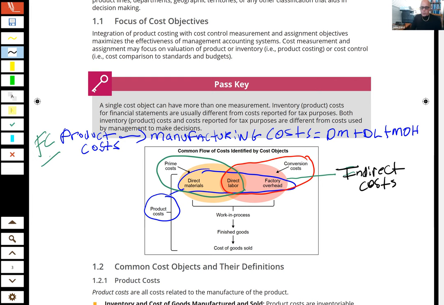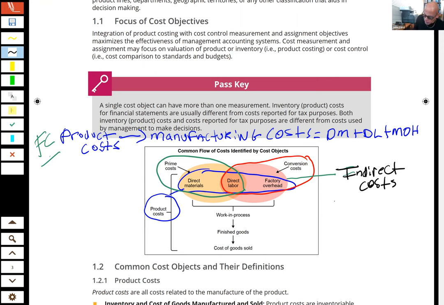Now, sometimes students have trouble. Well, what are indirect costs? Well, indirect costs are any cost that is too difficult to trace directly to the product. So our direct material and our direct labor are fairly easy to track to the product. You know how much wood you use to make a table. You know how much you had to pay a person per hour to put together the table. If it took them 2 hours, you can trace that pretty easily. But some costs would be indirect, too difficult to trace directly to the product, and they have the same name as factory overhead. Indirect cost and factory overhead are synonymous terms.